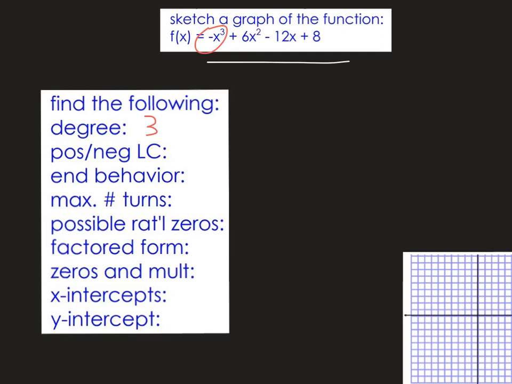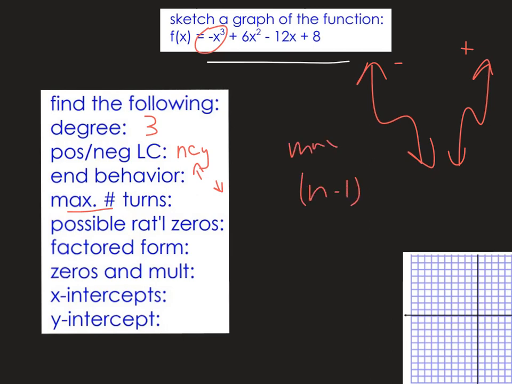Well, that's a negative 1x to the third, so this is negative. Since it's a third degree, it's odd. I know that it's going to look like one or the other. Remember, this is the positive version, this is the negative version. So our end behavior is up on the left and down on the right. The max number of turns that this is going to make, remember that's n minus 1 for max number of turns. So since n is our highest degree, it's going to be 3 minus 1 or 2. So the max number of turns this is going to make are 2 turns.